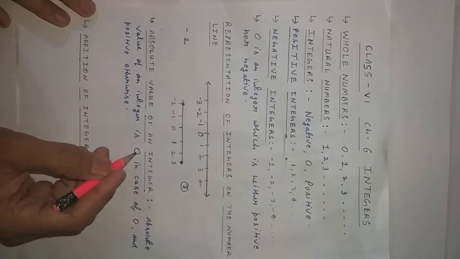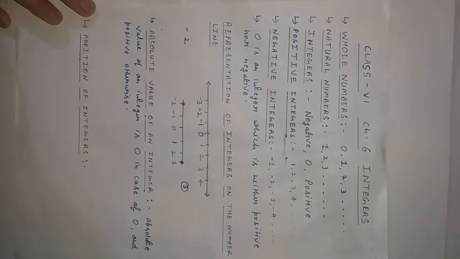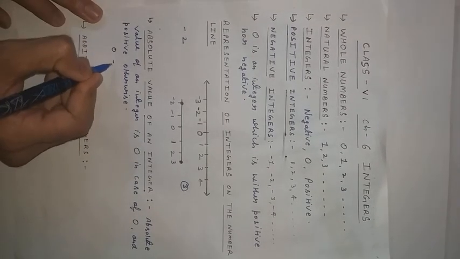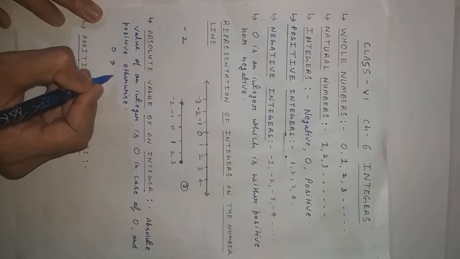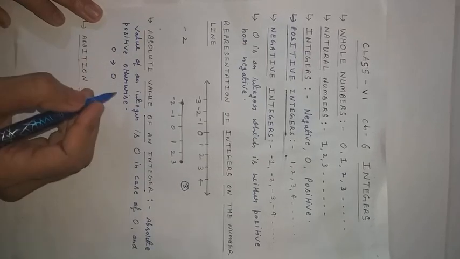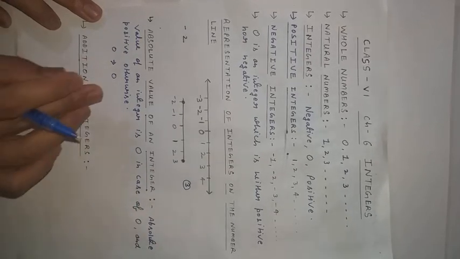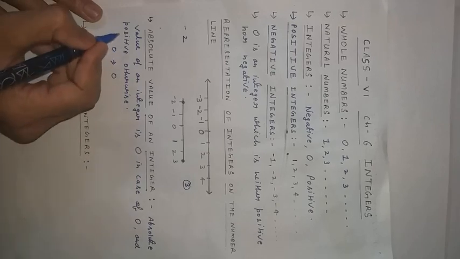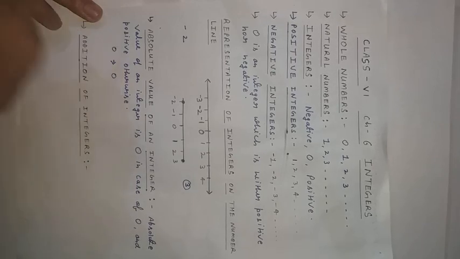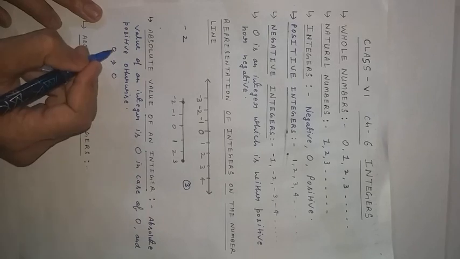If 0 is given, you have to find out the absolute value of 0. According to the definition, the absolute value of 0 is 0, and positive otherwise. So how will you change, students? That is, absolute value always gives a positive result, and if 0 is given, it will always give 0.